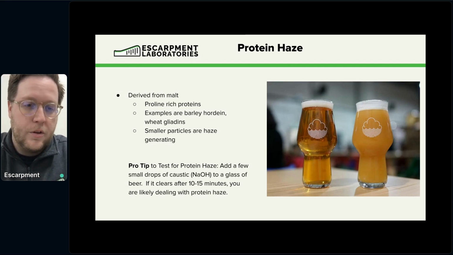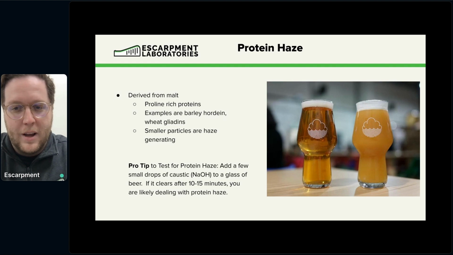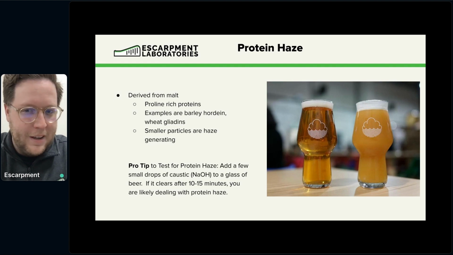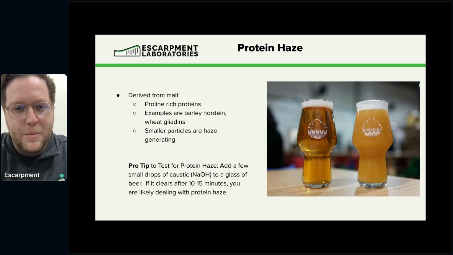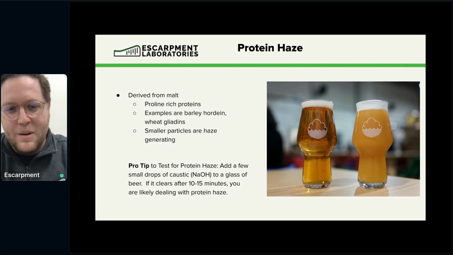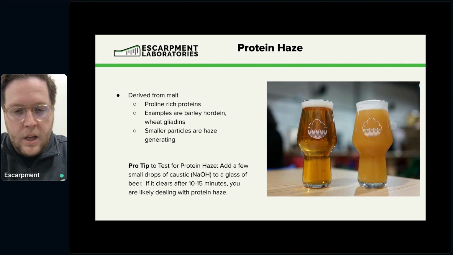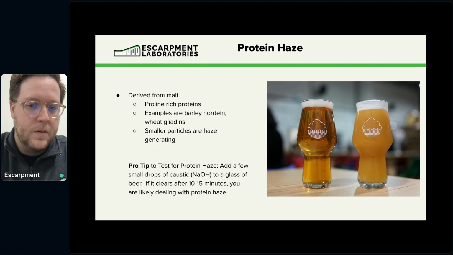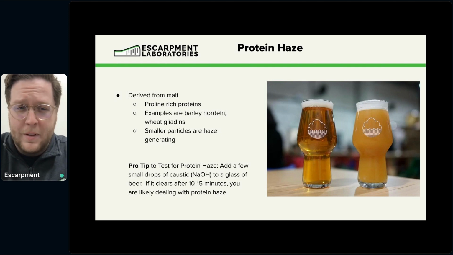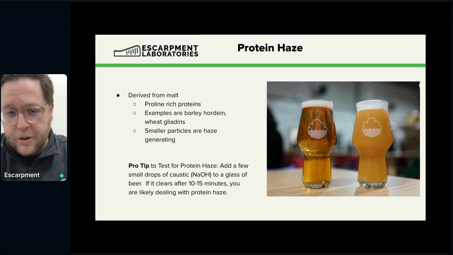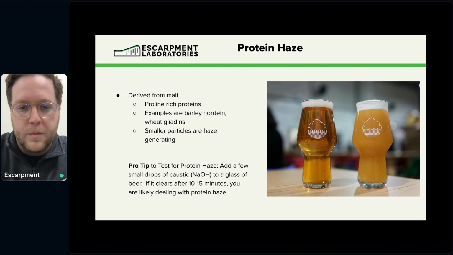And there are some easy tests you can do. Obviously, if you want your hazy IPA to be hazy, you probably want some protein haze. But if you want your clear beer to be clear, and it's not, one way that you can test to rule out protein haze is to add a few drops of caustic sodium hydroxide, if you're in a professional brewery, to a glass of beer. And if that clears after 10 to 15 minutes, you're probably dealing with protein haze. It often does happen right away too. It's pretty cool to do. Just make sure you don't drink that beer. Dump it and rinse the glass. But that's a really nice quick test for protein haze.